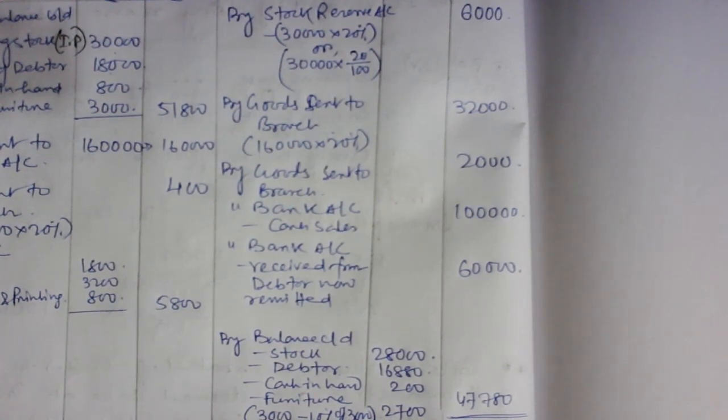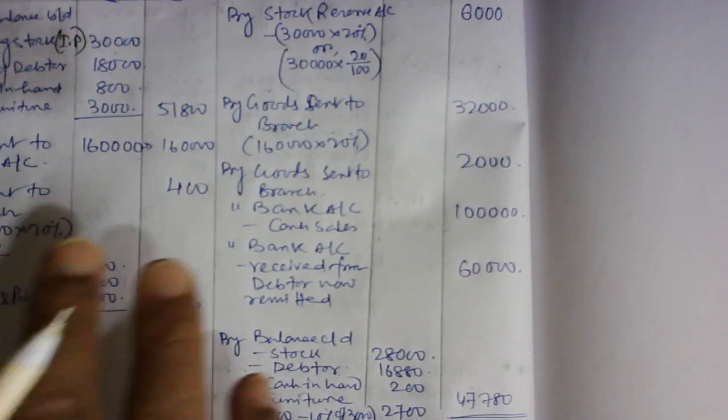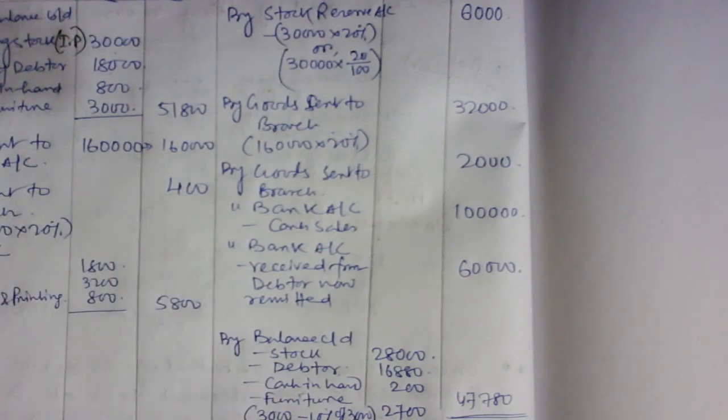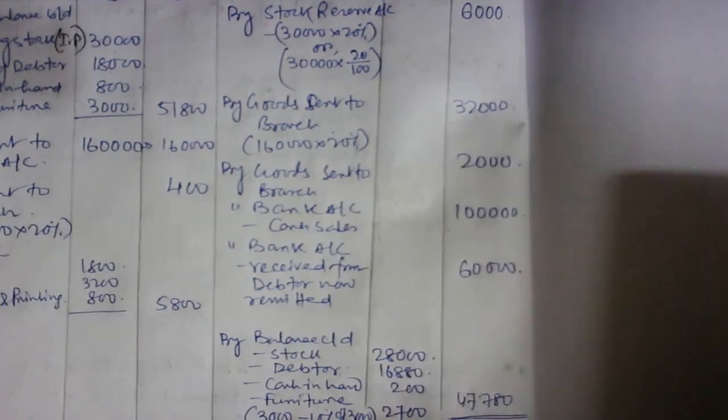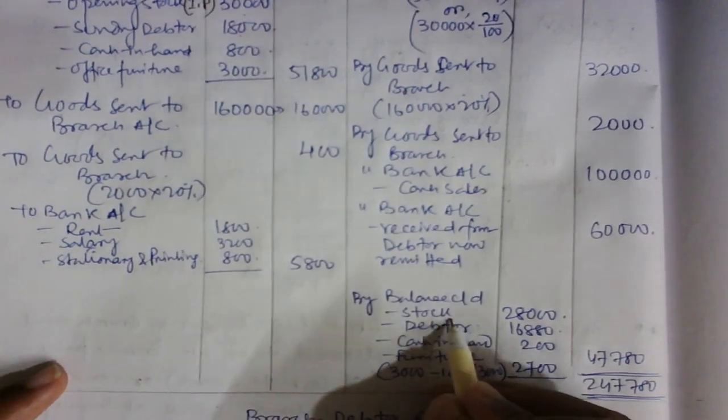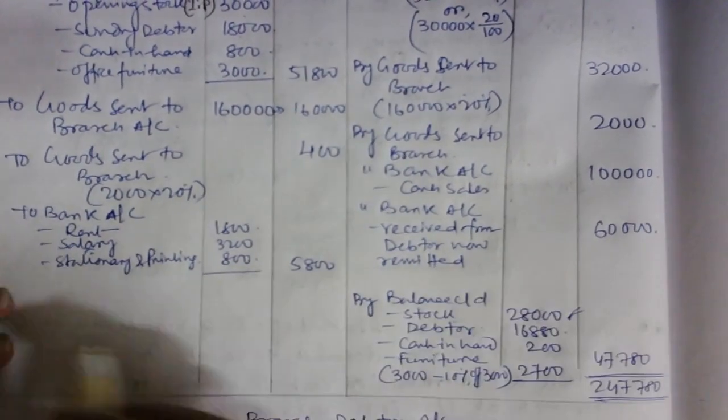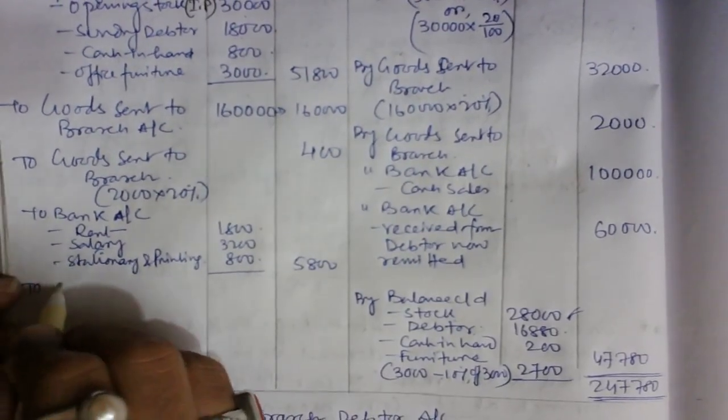$51,800 plus 1,60,000 plus 400 plus 5,800. Okay guys, 2,18,000. And one more thing guys, we have stock, closing stock, and there was a reserve in this too, we have to write that there as well, to stock reserve.